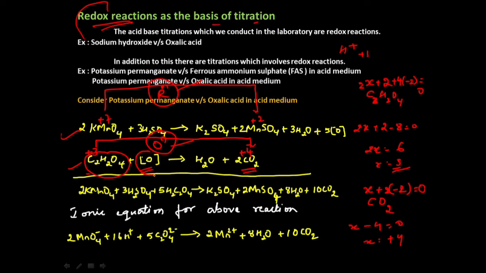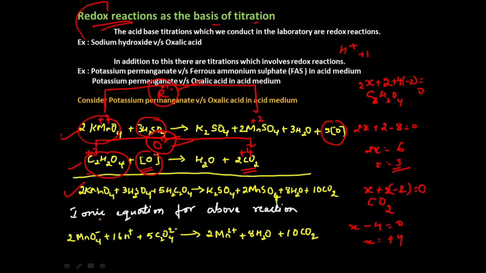So where will we get nascent oxygen? From where will we get it? From the first reaction. How did we get this? Because potassium permanganate reacts with sulfuric acid. Okay, so this is how you can understand this. So here potassium permanganate undergoes reduction, oxalic acid undergoes oxidation. Okay, so if you have any doubt, you can comment, ask me. So you can understand this overall reaction as well.